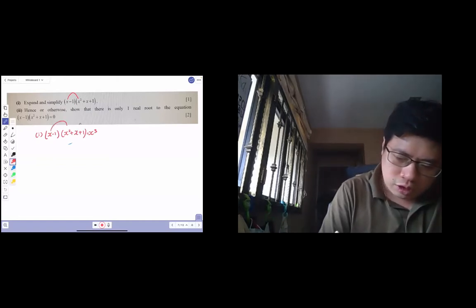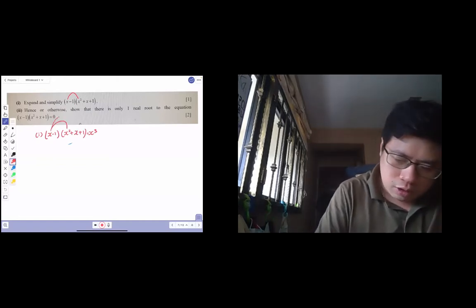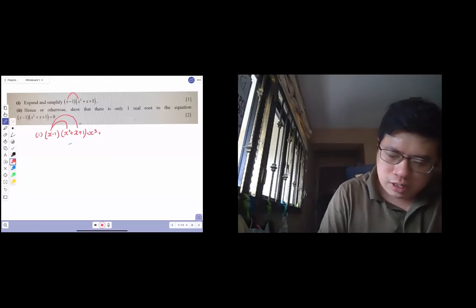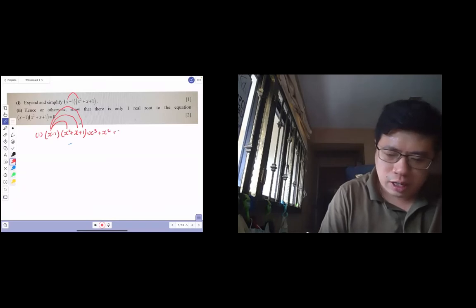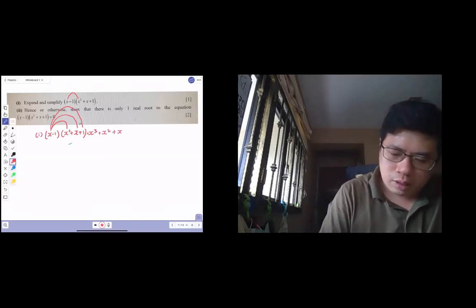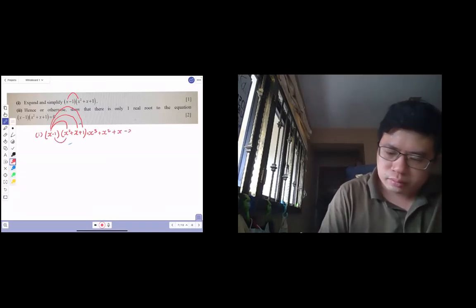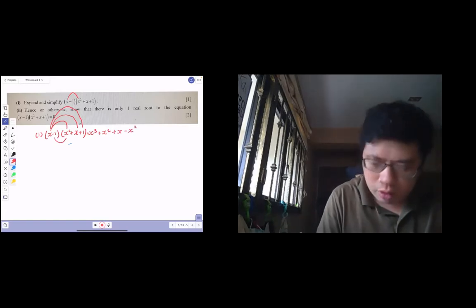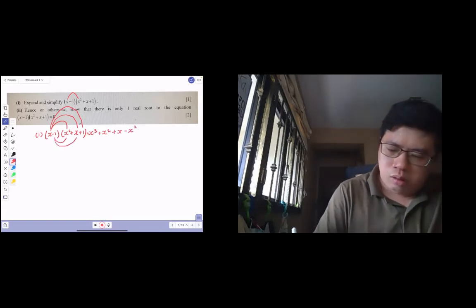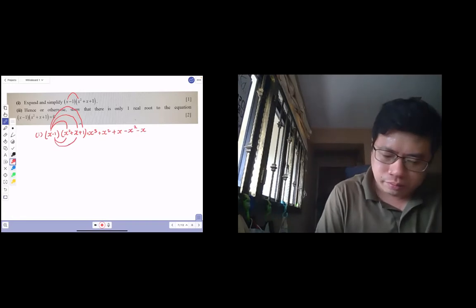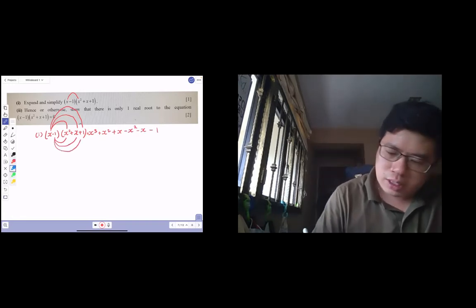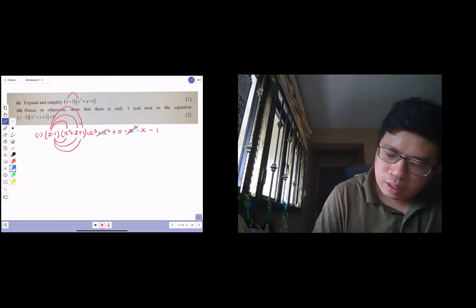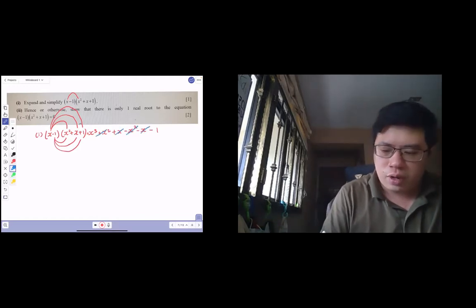Okay, so the first to the third, that gives us x cubed. x to x, that gives us x squared. x to 1, that gives us x. Minus x squared. Sorry, minus x squared, right? Minus x and minus 1. So you can see that the x squared terms cancel off. The x terms also cancel off. And we are just left with x cubed minus 1.